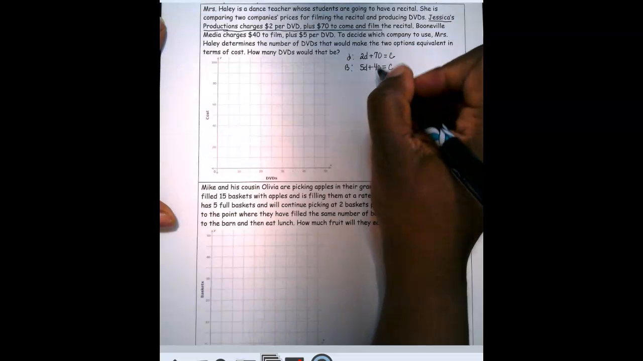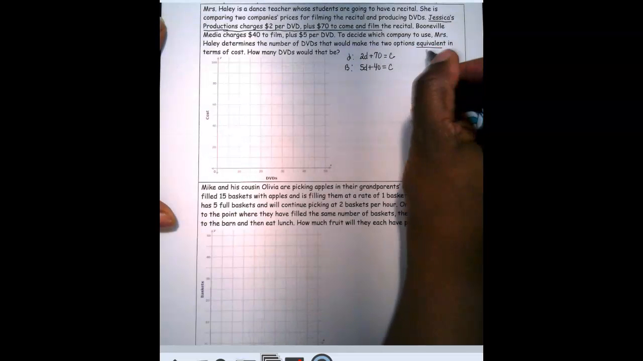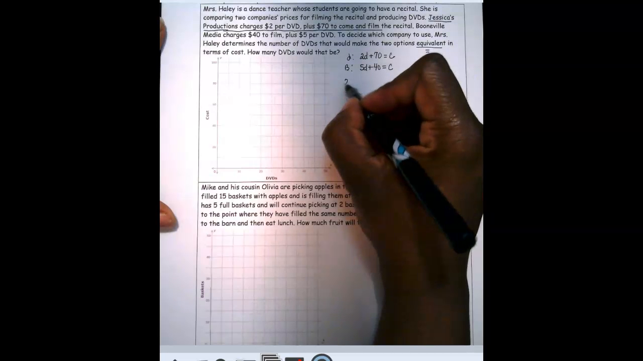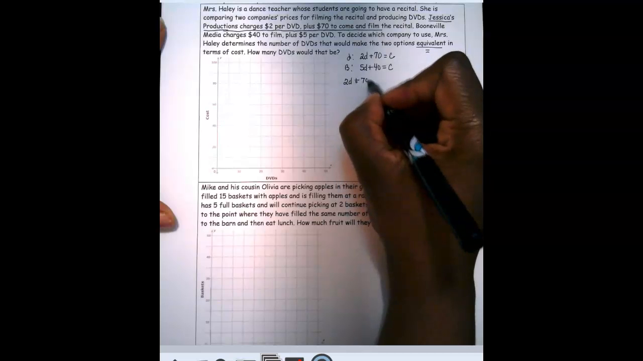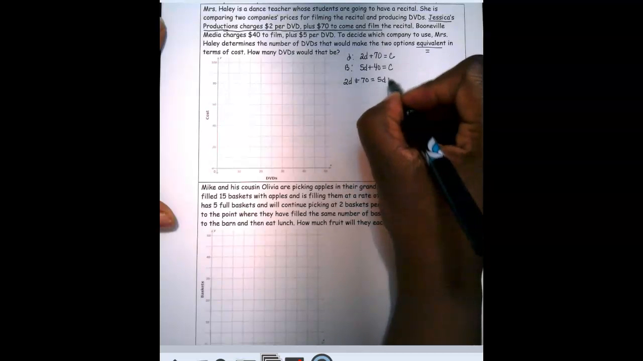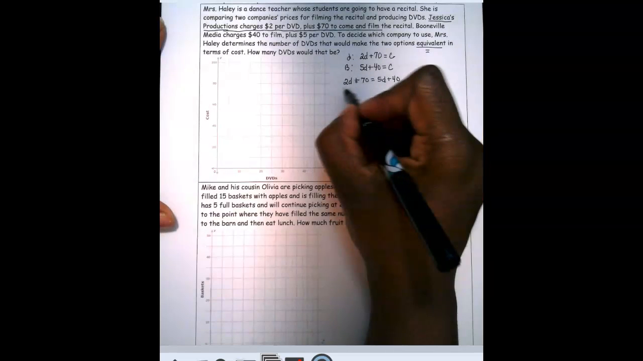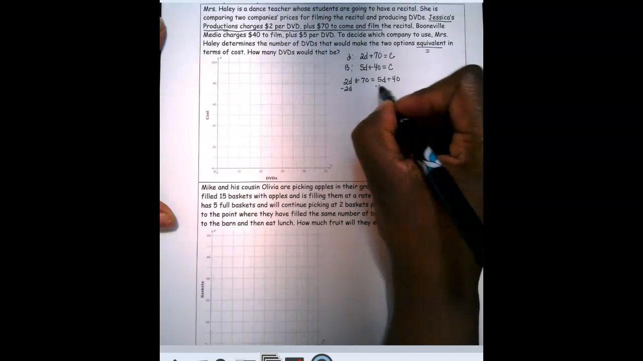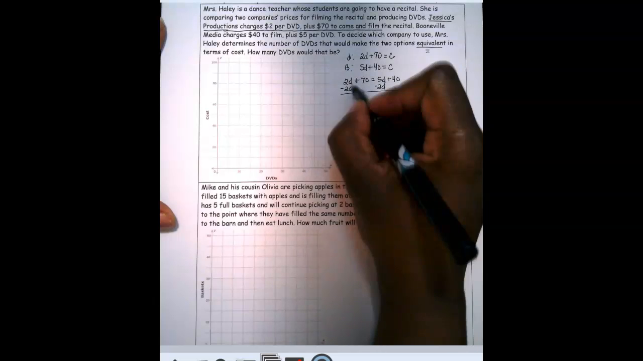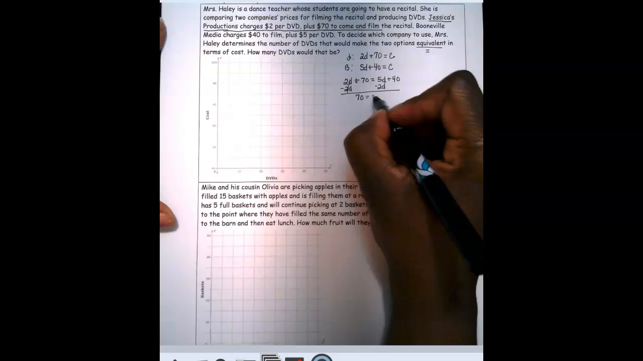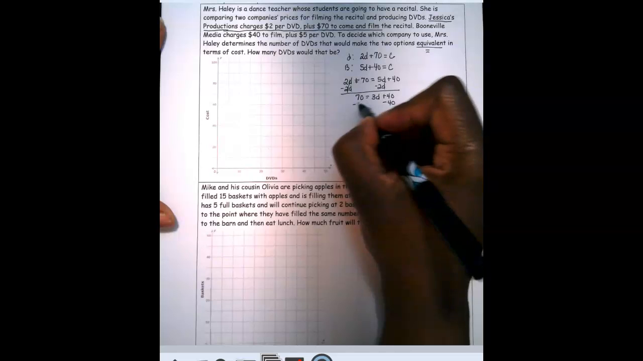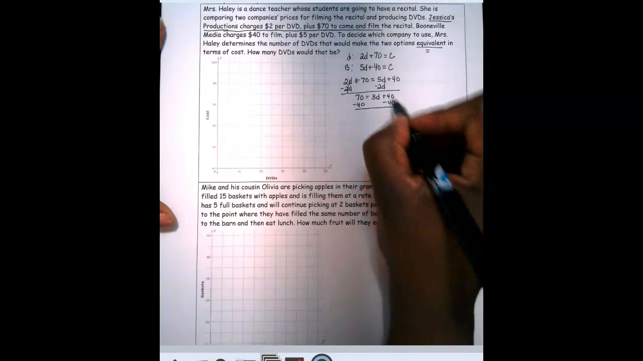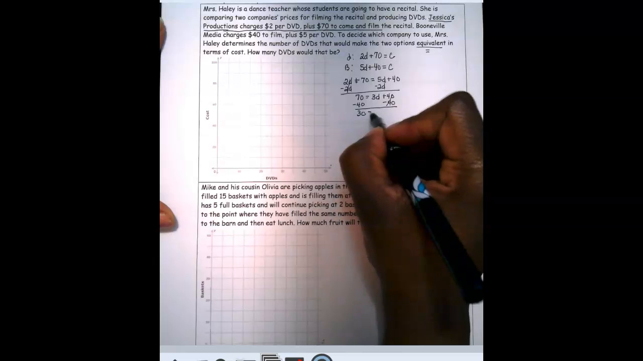So I know at some point they're going to be equivalent, so they're going to be equal. So I've got 2D plus 70 is equal to 5D plus 40. Well, let's just solve. Minus 2D minus 2D. That's 70 is equal to 3D plus 40. I'm going to subtract 40 from both sides of the equation because I need to get the DVDs alone. So I've got 30 equals 3 times the DVDs.